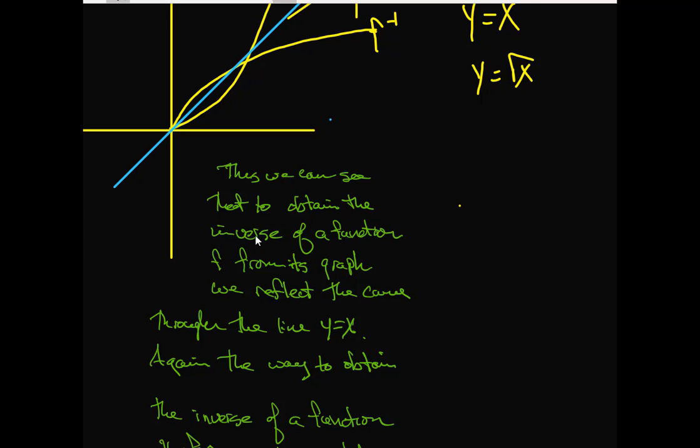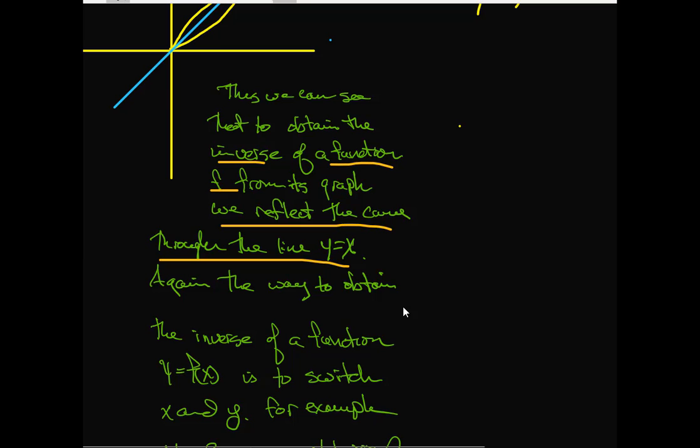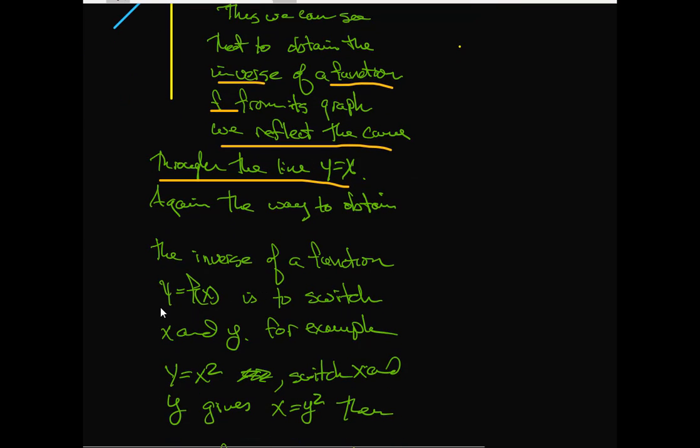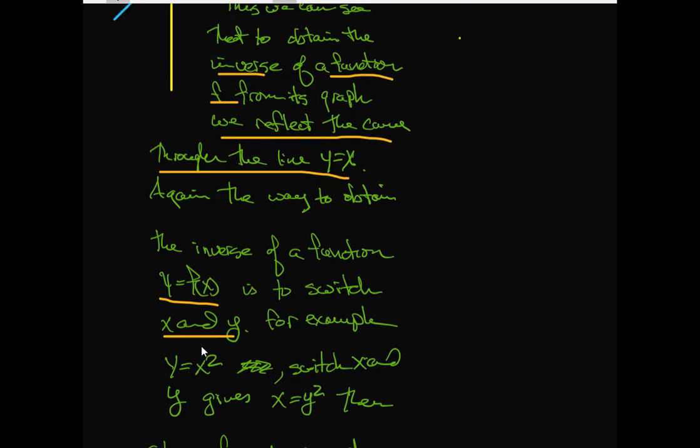That to obtain the inverse of a function, f, from its graph, we reflect that curve through the line y equals x. Again, the way to obtain the inverse of a function, we said, if we have y equals f of x, is to switch x and y.